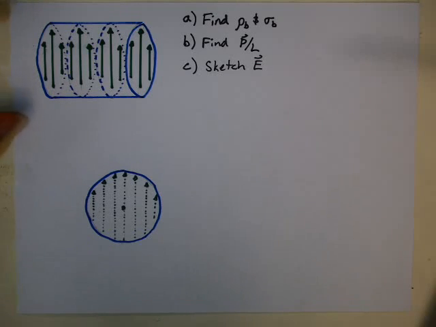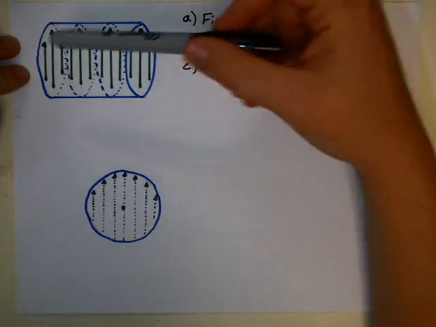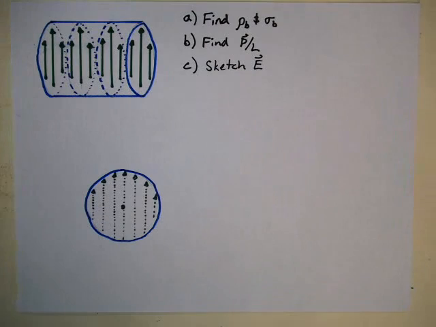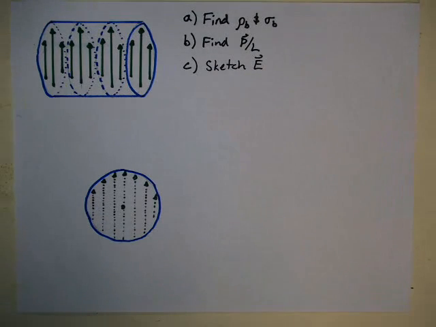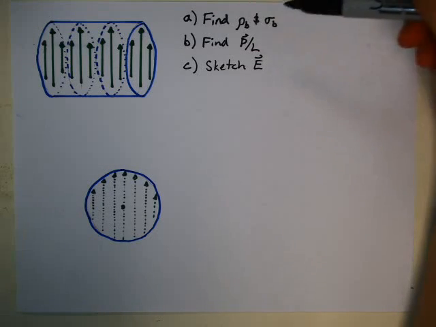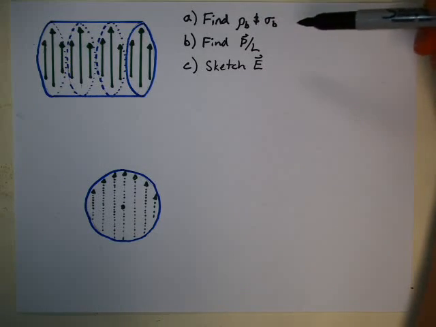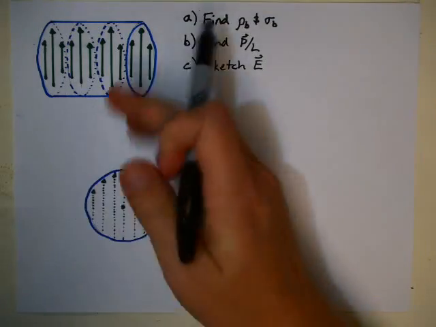You then freeze in somehow the polarization, you turn the external electric field off. And so you have a polarization that is in the material but is not in the external field or anything. There are three things that we're going to look at. We're going to find the bound charge density, a volume charge density, rho sub b, and a surface charge density, sigma sub b.